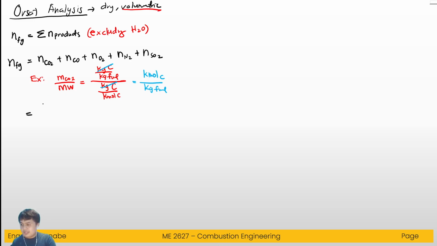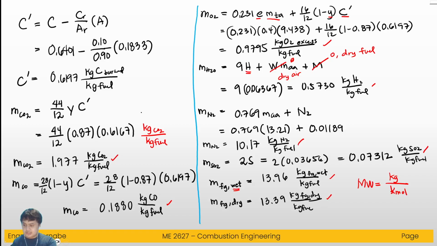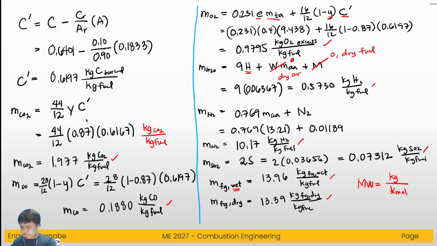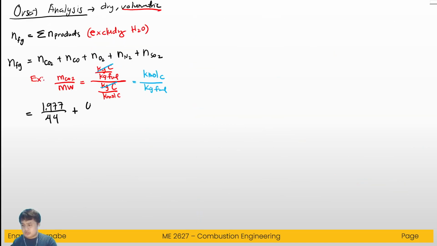So this will be divided. Kung ano nakuha nating CO2, we just divide this by its molecular weight. The molecular weight of CO2 is 44, di ba? So you have 1.977 divided by 44. And then you have CO, so 0.1880 divided by the molecular weight of carbon monoxide, that is 28, right? So 12 plus 16, okay, that's correct.